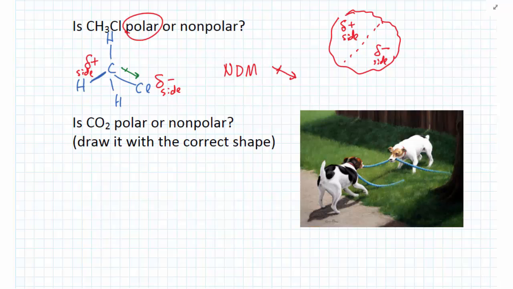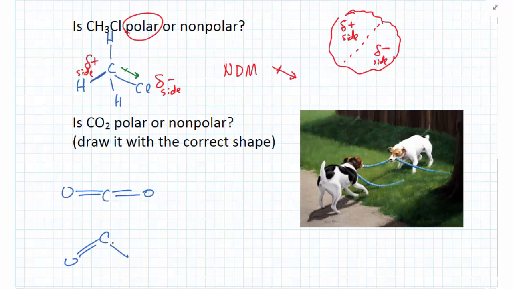Now, when we do CO2, we have to be careful because it's very important that we draw this with the correct shape. We have carbon with 2 double bonds to O's. Okay? 2 atoms could either be linear or it could be bent. And what's the difference? What determines whether something is linear or bent? We could do linear like that, or we could do bent like that.